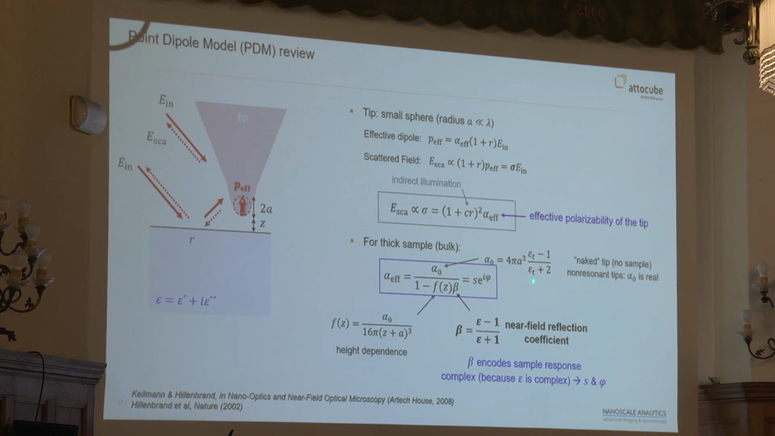Even if the bare tip polarizability is completely real. This is actually true for metallic tips at infrared frequencies, where the tip permittivity is very large, so you can forget about it. The permittivity of the tip cancels out completely, and you only have a term proportional to the volume, radius cubed, of this small sphere. It's completely real, but because beta is complex, you immediately see that there will be a real and imaginary part, or amplitude and phase, for your effective polarizability, S and phi. These are exactly the amplitude and phase which can be compared to the experiment.